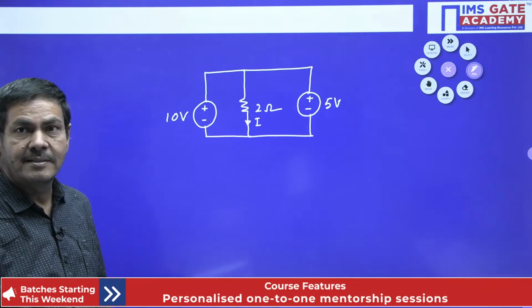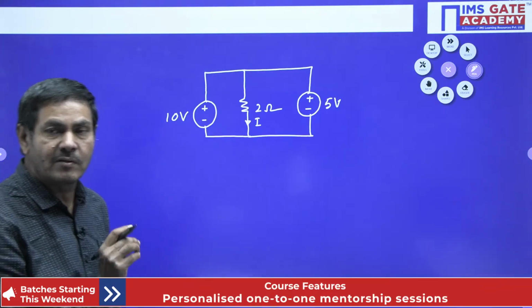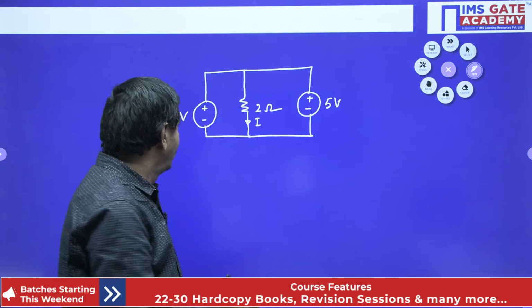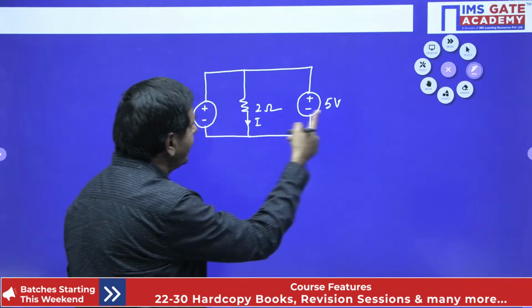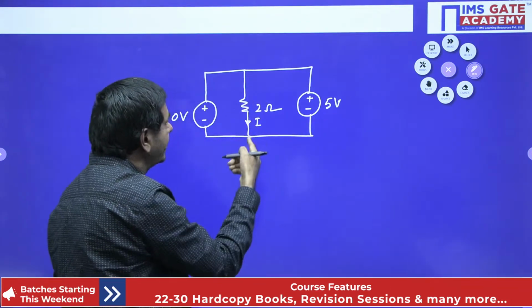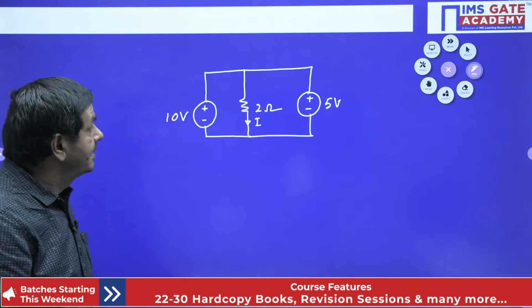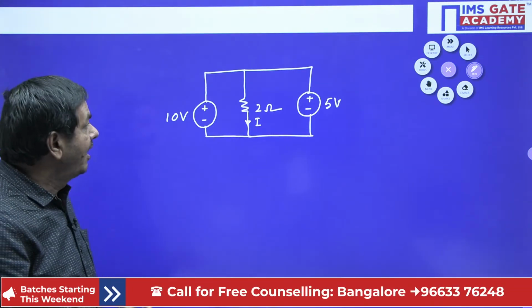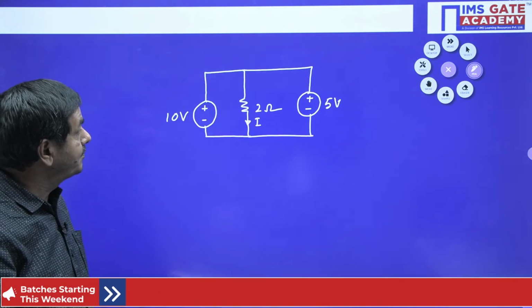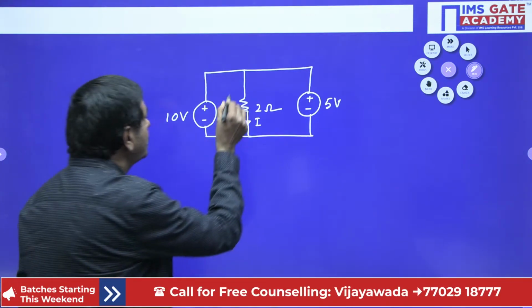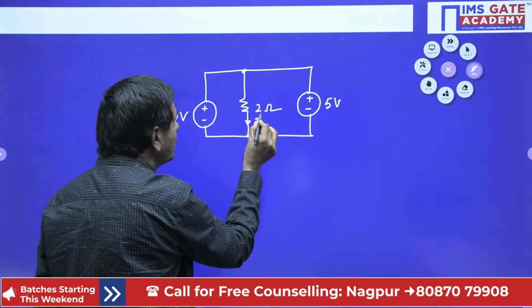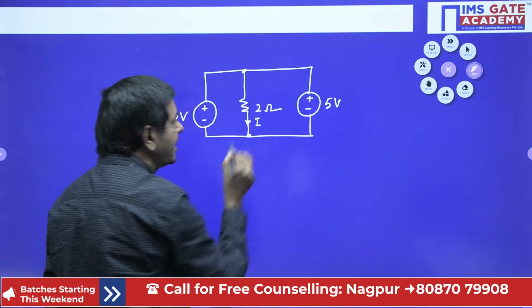Can you find it? One of the conditions you can understand, and that is why I gave this circuit like this: 10 volts on this side, 5 volts on this side, 2 ohm on this side. Find the current across 2 ohms. This is an unbalanced circuit. How can you say it is not balanced, sir? The 2 ohm resistance is parallel to the 10 volts, and this 2 ohm is also parallel to the 5 volts.